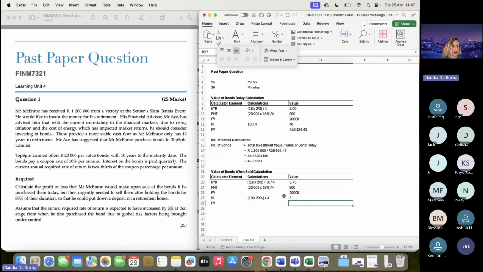Again, if you are calculating PV, you should get a negative answer. I'm going to note it as a positive, but it's going to come out on your calculator as a negative. So we should get 2102.42.